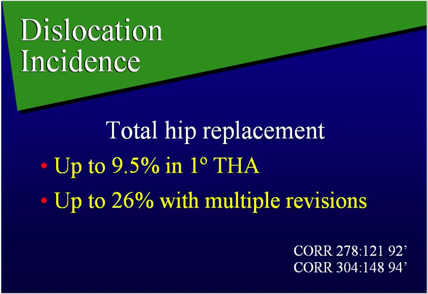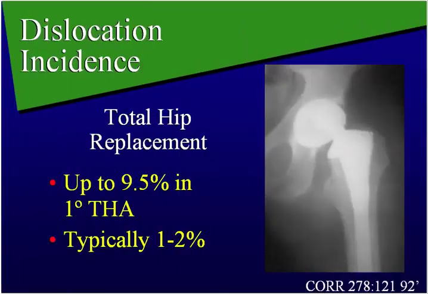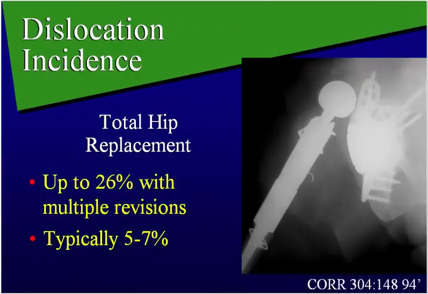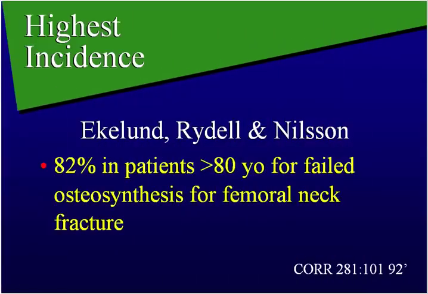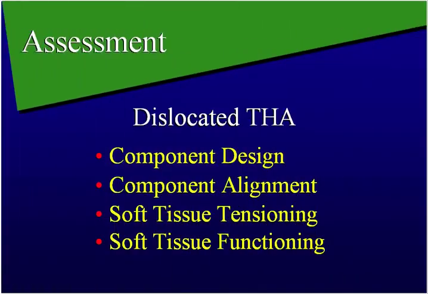I'll just move on to here. The dislocation rate in revisions is typically 5 to 7%. The highest incidence of dislocations is in patients over 80 with failed osteosynthesis of femoral neck fracture. So if you take your little old lady who is demented, you fix her hip, it falls apart, you have this destructive lesion where the lag screw has cut out into the soft tissues, and then you put in a total hip. Those are the patients that get the highest risk of dislocation. They're demented, soft tissues are damaged, they're not compliant, and the abductor complex has been compromised. So that's the highest dislocation incidence.